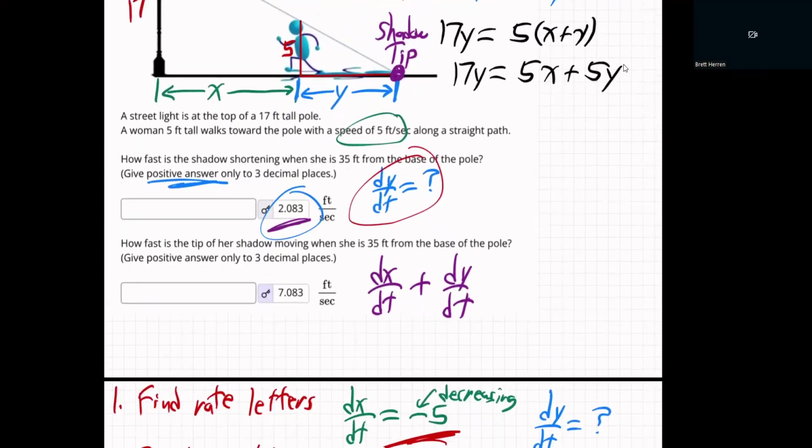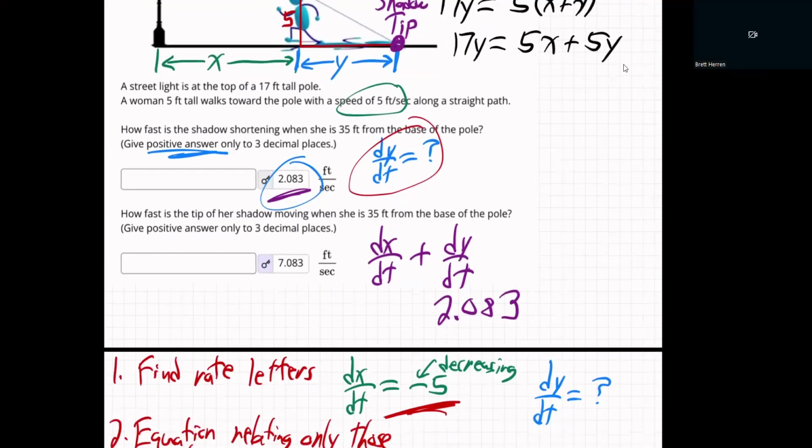We just found this one's dy dt is 2.083. And what's dx dt right here? Find out, again, the positive version. Add that up, 7.083. That's how they got that. Is that making sense? If you wanted, you could say, well, wait, they're both technically negative, and this is a negative answer. That's really, I guess, what we should say.